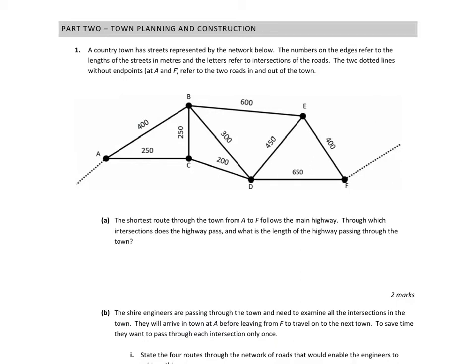So we need to work out the shortest path from A to F. Looking at our graph here, similar to the first question, we need to consider all possible paths, but we're only going for our shortest route from A to F.